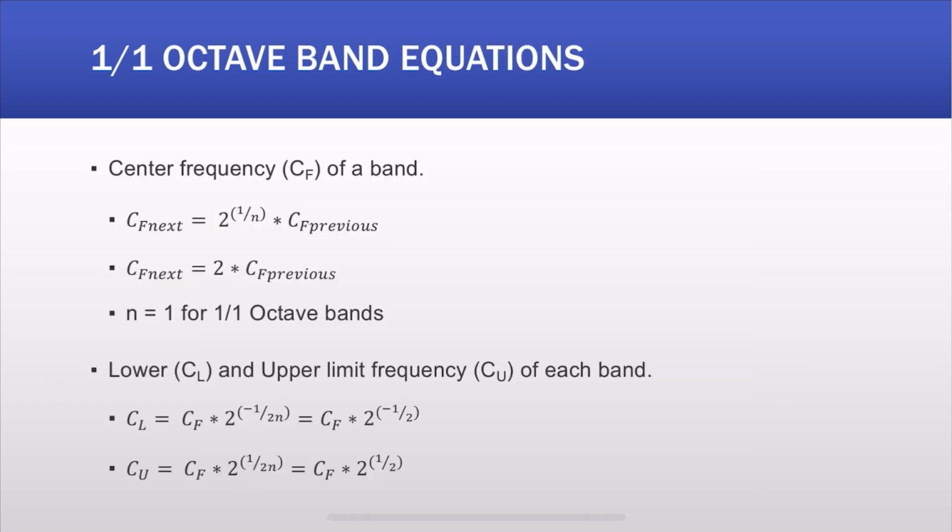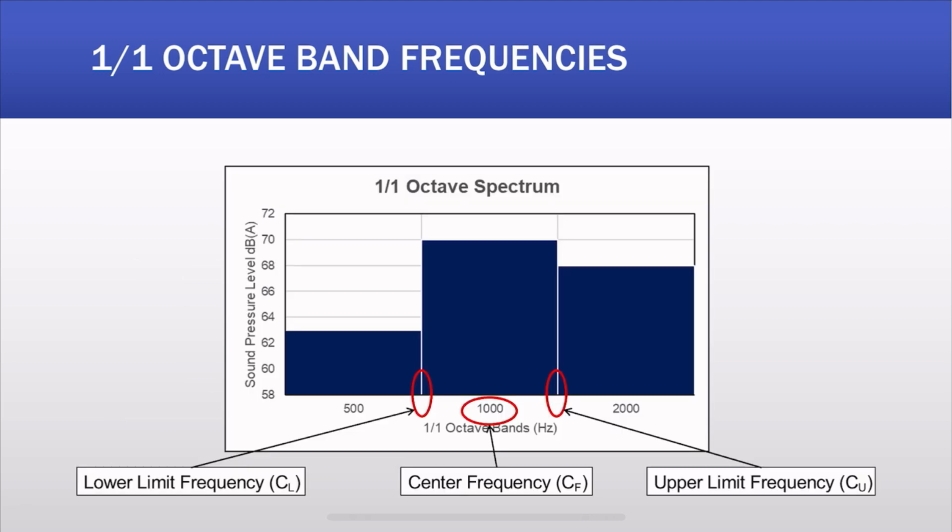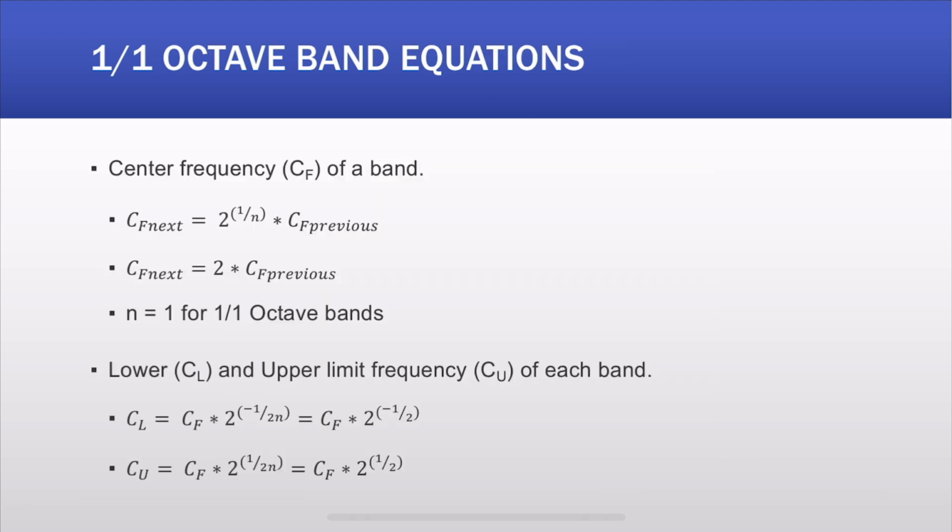The next is the upper and lower limit frequency of each band. So CL is CF times 2 power minus 1 by 2n, and n is again equal to 1 because we're interested in 1 by 1 octave band, and you get this relation between the lower limit and center frequency and upper limit and center frequency. Pictorially you can see something like this. On the screen you have this 1000 hertz as center frequency, and on the right you have the upper limit frequency, and on the left you have the lower limit frequency. You can compute that using these equations.